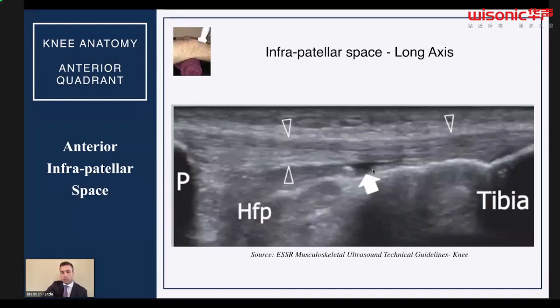It should look like a little triangular hypoechoic area. To have a little bit of distension of that bursa is normal. You don't want to have too much distension, but if it's just a small distension and triangular in nature, that can be absolutely normal. So that's the deep infrapatellar bursa. So you always want to try to see that if you can.